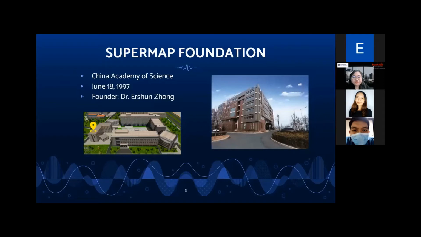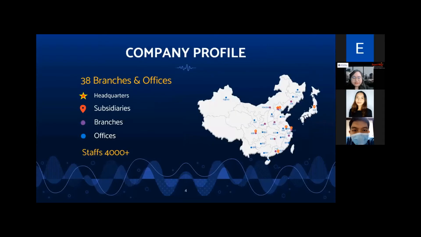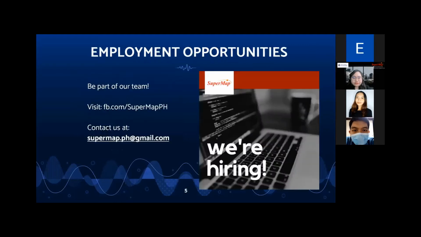SuperMap was founded in 1997 by Dr. Ershan Zhang, and with that, we now have almost 24 years of experience in the GIS field. SuperMap is headquartered in Beijing with 38 branches and offices in mainland China, Hong Kong, and Japan. As of now, we have over 4,000 employees.